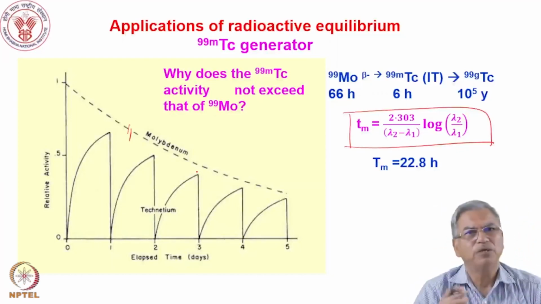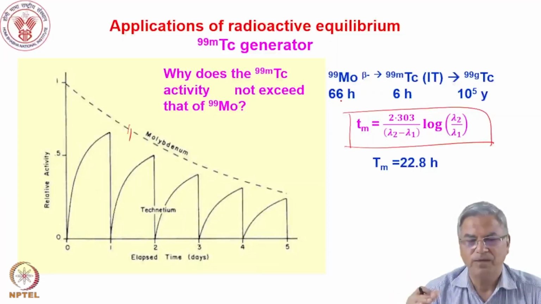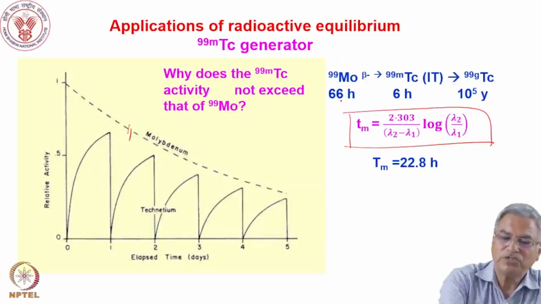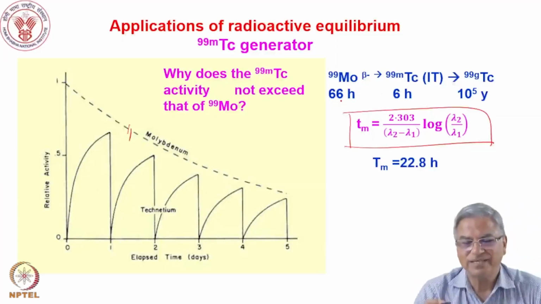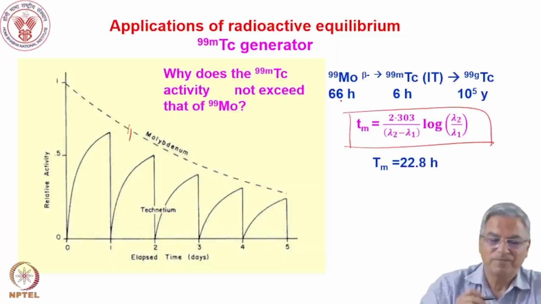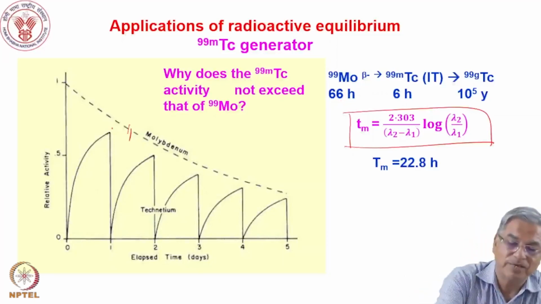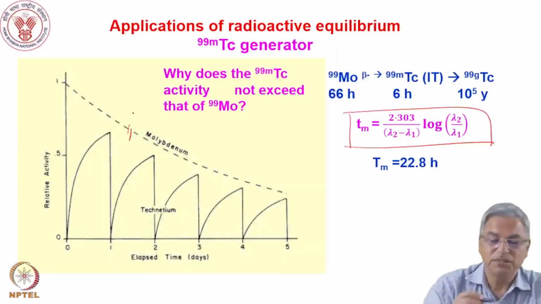Normally on Monday the hospitals are supplied with molybdenum-99, and because its half-life is 66 hours, 2.6 days or so, you can carry on these tests for the whole week, and next week again you have a fresh lot of molybdenum-99. Now I have put a question mark here. Why does the technetium-99m activity not exceed that of molybdenum-99? I explained that in transient equilibrium, the daughter activity will be more than that of the parent. So it should have actually gone up above molybdenum. But in this particular case, what happens?